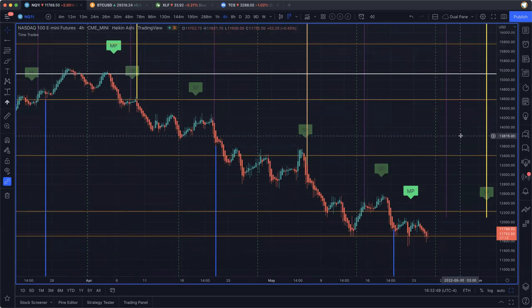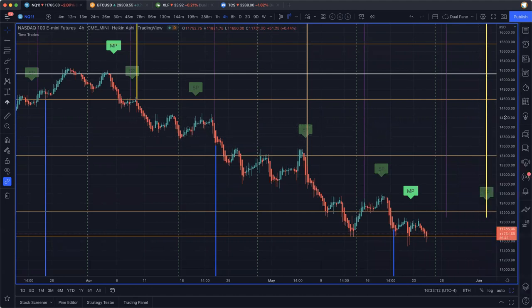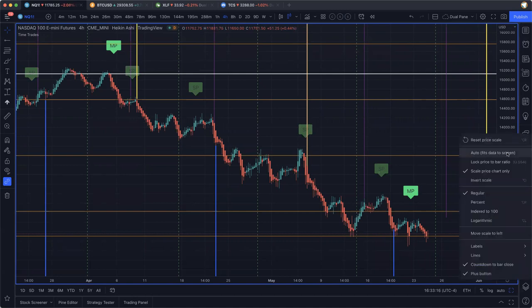Now, one question I get quite a bit, especially from new TradingView users, is my chart doesn't look like yours. And 90% of the time, the reason is you don't have scale price chart only on. By default, this scale price chart only is off. The way I get to this menu is I put the mouse over the price axis over here, and then I right click, and then I see this menu.